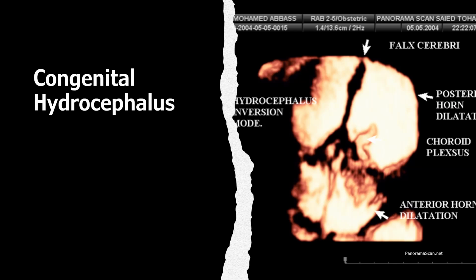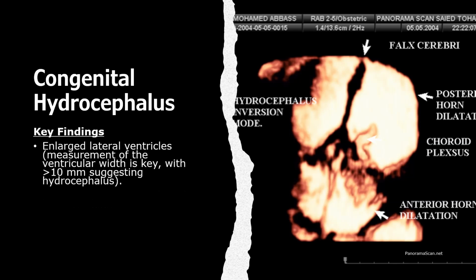Now let's review the key findings on ultrasound that are indicative of congenital hydrocephalus. One of the primary markers is enlarged lateral ventricles. Measuring the ventricular width is crucial, and measurement exceeding 10 millimeters is a strong indicator for hydrocephalus. This finding serves as a threshold for further investigation and monitoring.